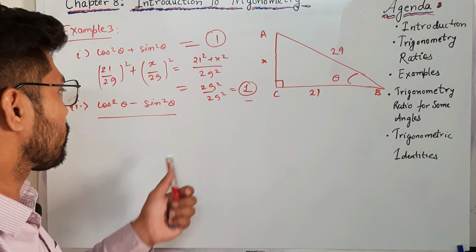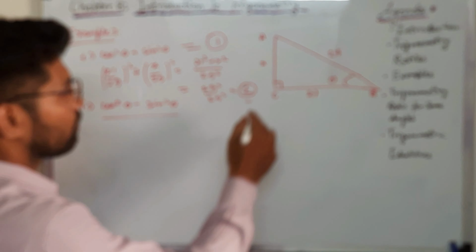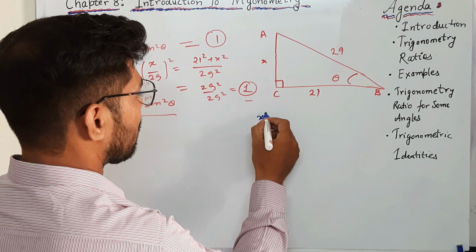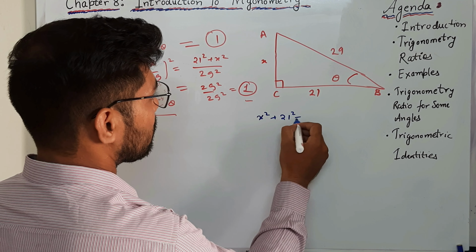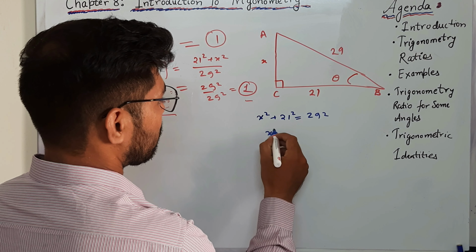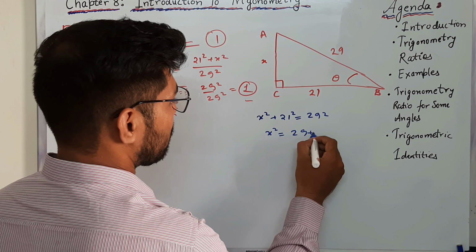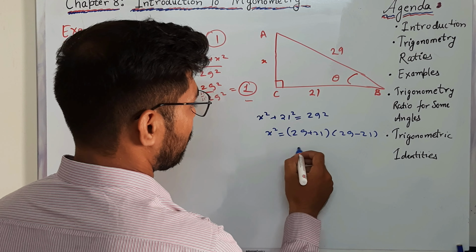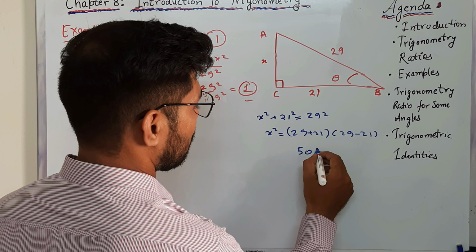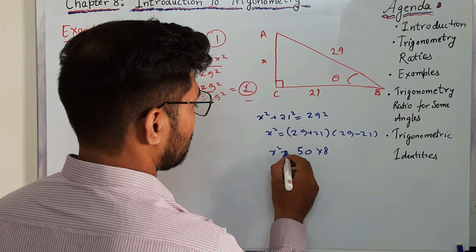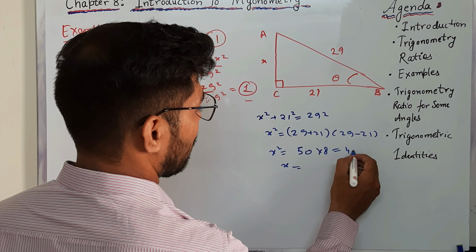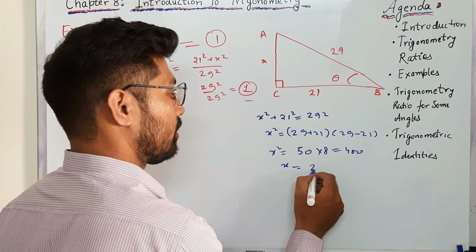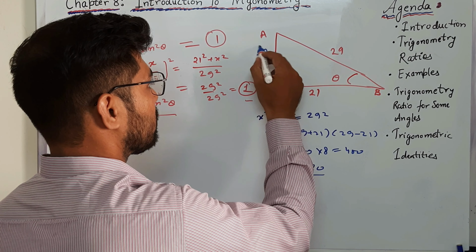Okay, now come to our next question. This one is cos square theta minus sin square theta. First we need to identify the value of x. x square plus 21 square is equal to 29 square, right? So x square is equal to 29 square minus 21 square, which is (29 plus 21) times (29 minus 21), so this will be 50 and this will be 8. So x square is equal to 400, so x will be 20 here. So this is 20.